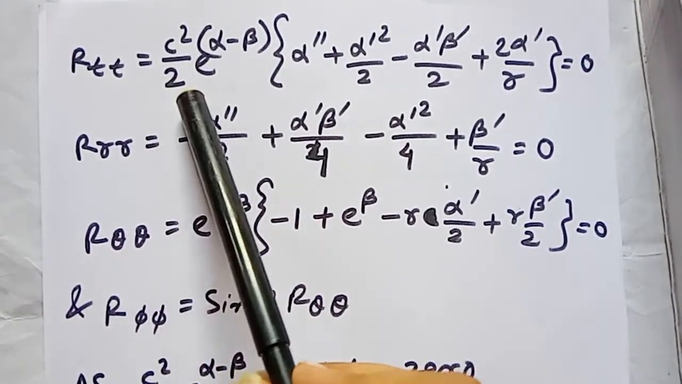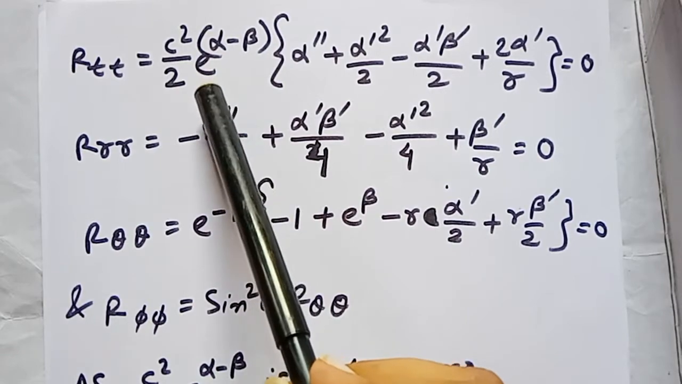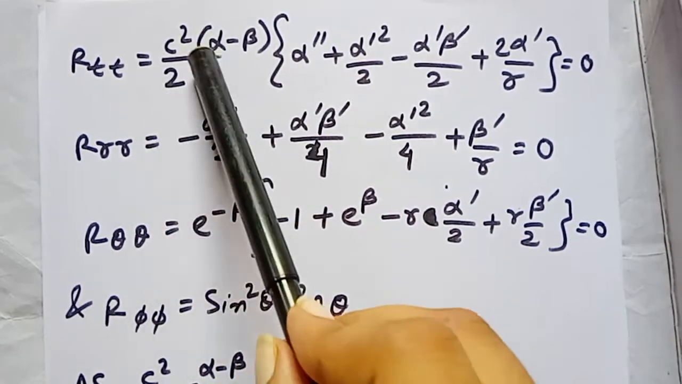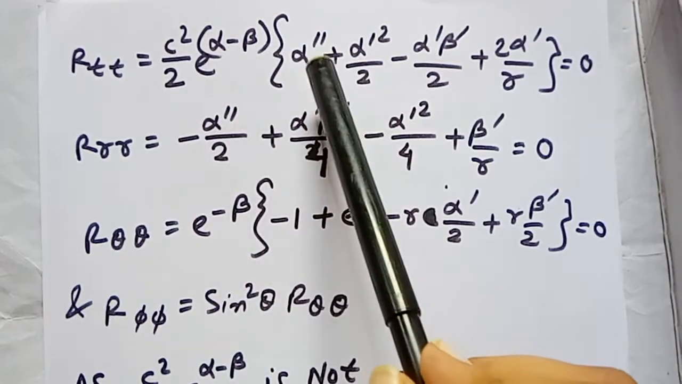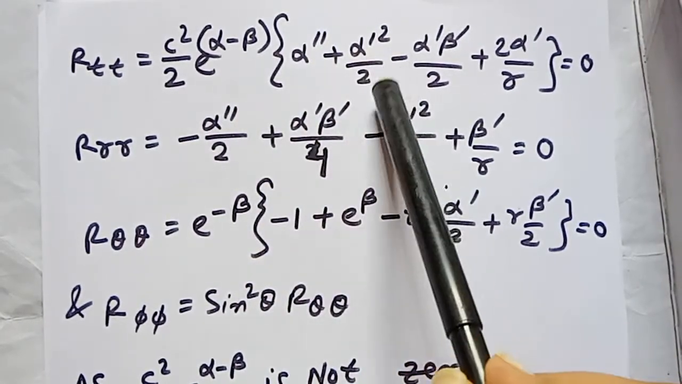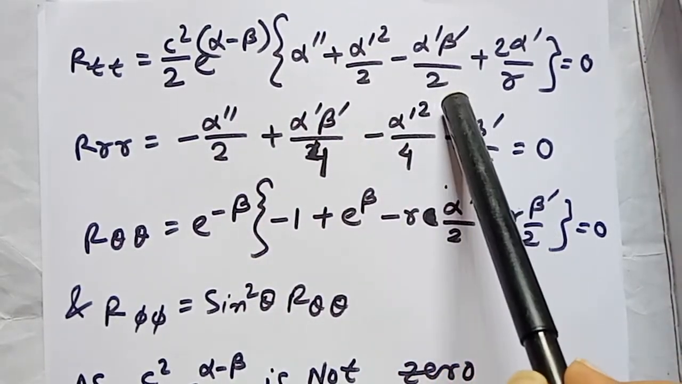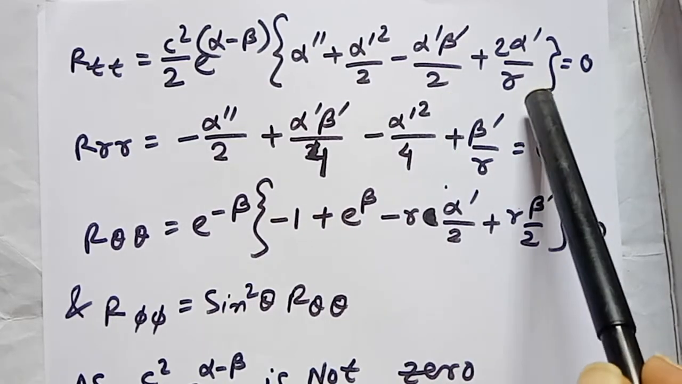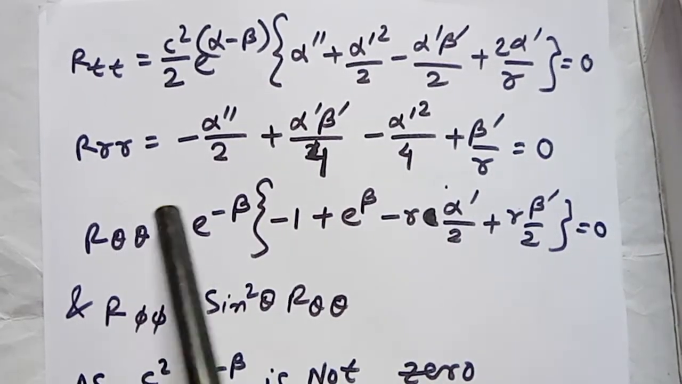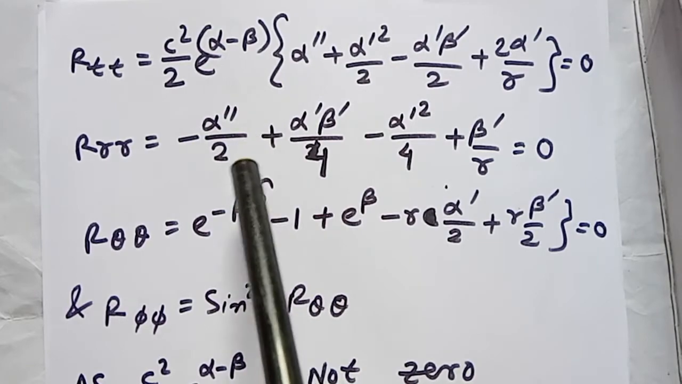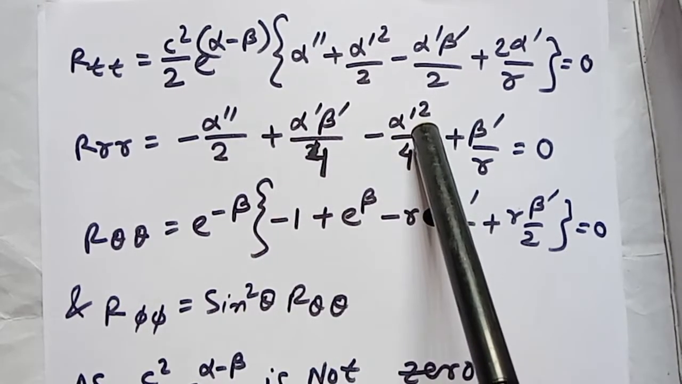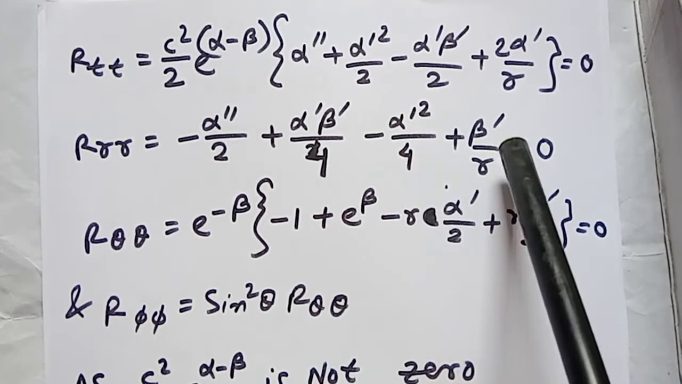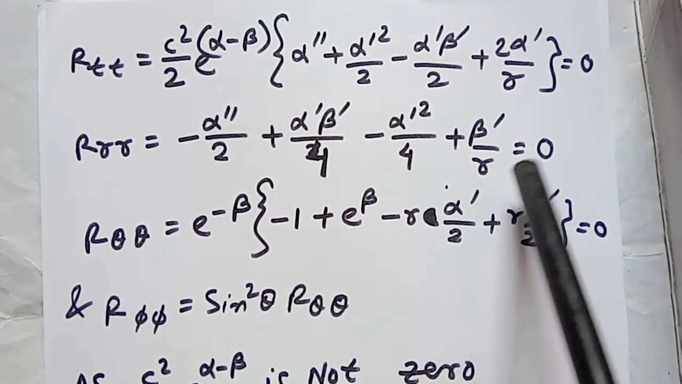Now for Rtt, where beta dot is 0, we have Rtt: c squared divided by 2 e to the alpha minus beta of alpha prime squared divided by 2 minus alpha prime beta prime divided by 2 plus alpha prime divided by r equal to 0, and Rrr equal to minus alpha prime divided by 2 plus alpha prime beta prime divided by 4 minus alpha prime squared divided by 4 plus beta prime divided by r equal to 0.